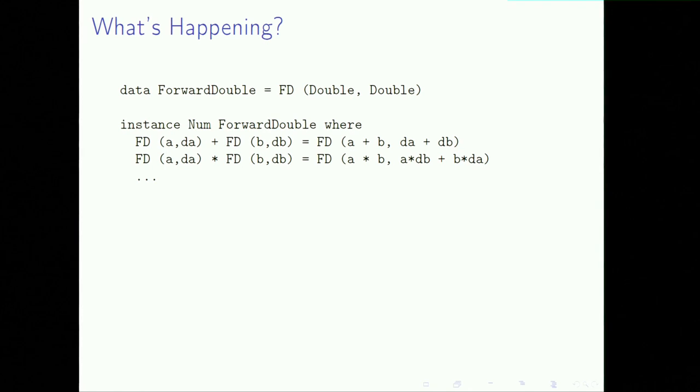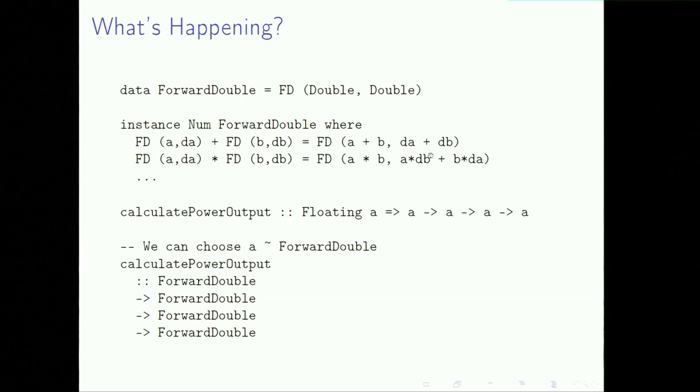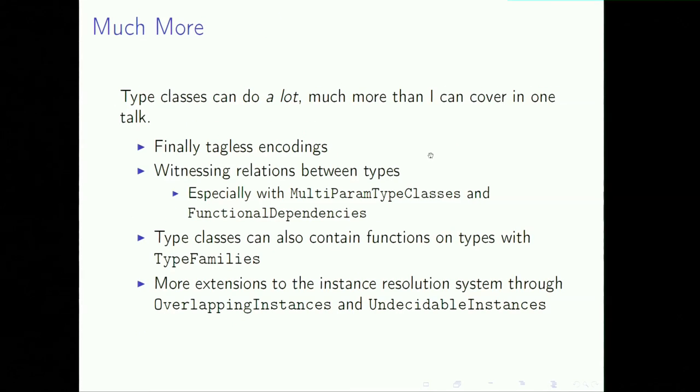So the same idea is carried throughout the rest of the type classes. It also provides an implementation for calculating sine and cosine and knowing what the derivatives of those functions are. And the reason we can use this is because our calculate power output function was polymorphic. Because we didn't specify what the type of number was, we can plug in this more interesting type of number in order to calculate both values of the function at specific points, but also values of the derivative at specific points as well. So that's what I wanted to talk about for type classes.